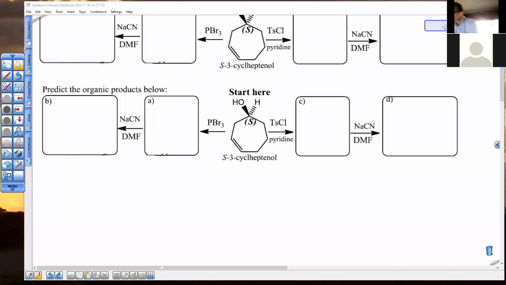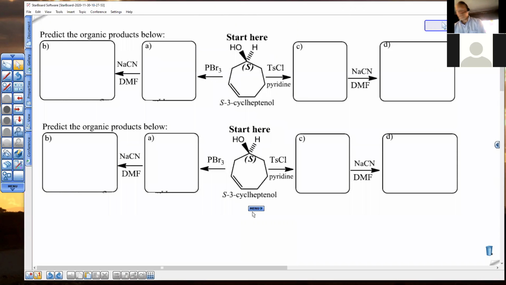All right, off we go. I have a chiral alcohol here, and I'm going to react it with PBr3 to the left. So what are we going to get there? We're going to get a bromine where the alcohol used to be, and the stereocenter will be flipped. So the H gets pushed out over here.